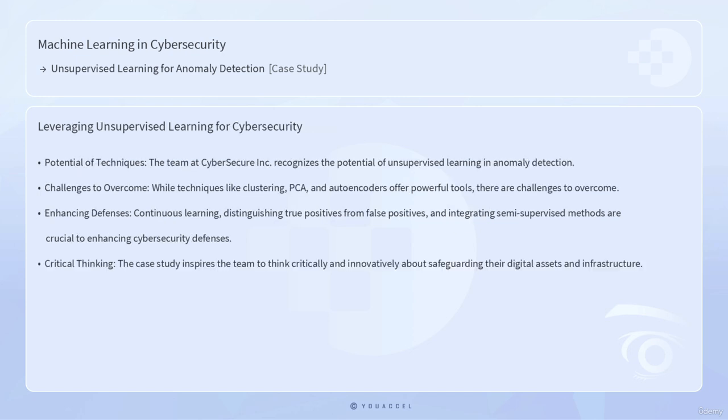recognizes the potential of unsupervised learning in anomaly detection. They understand that while techniques like clustering, PCA, and autoencoders offer powerful tools, there are challenges to overcome. Continuous learning and adaptation of models, distinguishing true positives from false positives, and integrating semi-supervised methods are all crucial to enhancing cybersecurity defenses. The case study inspires the team to think critically and innovatively about how to leverage unsupervised learning to safeguard their digital assets and infrastructure.